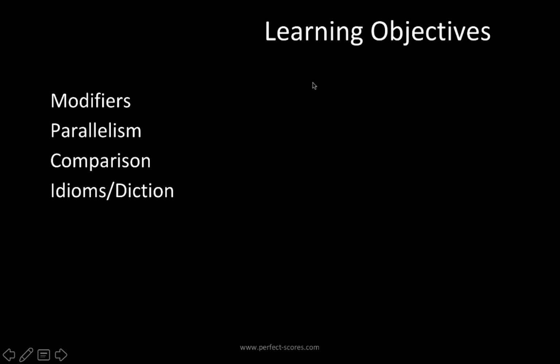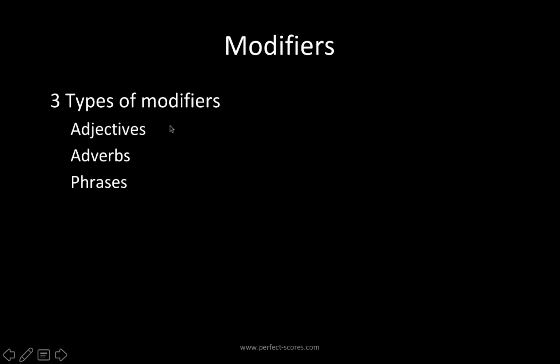The learning objectives of this video are going to cover these four basic grammar errors: modifiers, parallelism, comparison, and idioms and diction. So let me select my pen over here. All right, so let's get started with the first error, which is going to be modifiers. Now, there are three major modifiers that are tested on the new SAT and on the ACT as well, and even in other commonly used standardized tests. So let's begin with what a modifier is.